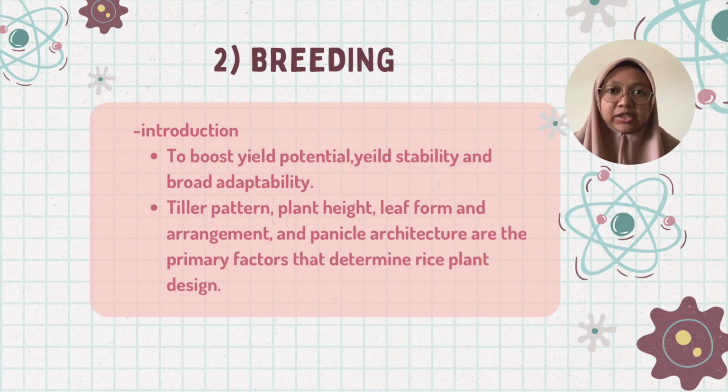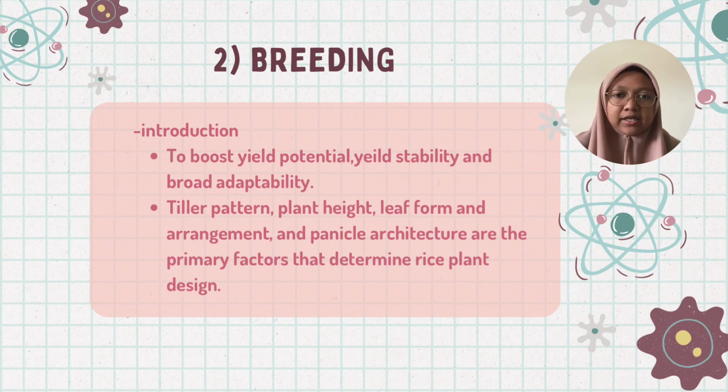A number of genetic features are chosen during rice genetic improvement in order to boost yield potential, yield stability, and broad adaptability. Three primary factors determine rice plant grain yield: the weight of the kernels, the number of spikelets per panicle, and the number of panicles per unit area. These factors contribute to grain output and depend on the cultivar genotype and environmental factors.